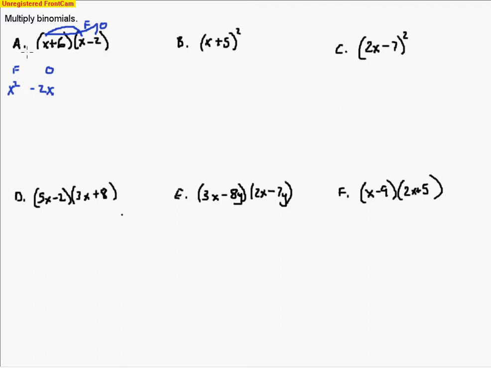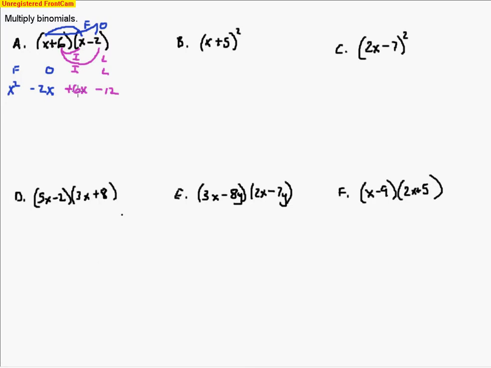Once we've multiplied those, we move on to the inside terms. And so the inside terms are 6 and x. So those make a positive 6x. And then the last terms here. So the last terms are 6 and negative 2. And those multiply to make a negative 12.